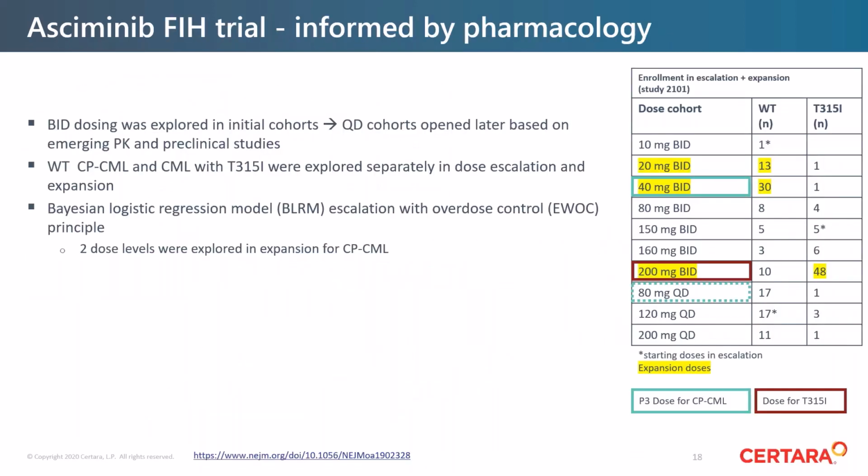And that's what the sponsor did. Based on the pharmacological finding, BID dosing was explored in initial cohorts, and they started the QD cohorts later on based on emerging PK and preclinical data. And also, the wild type and mutated CML patients were explored separately in dose escalation and expansion, and with different dose levels.